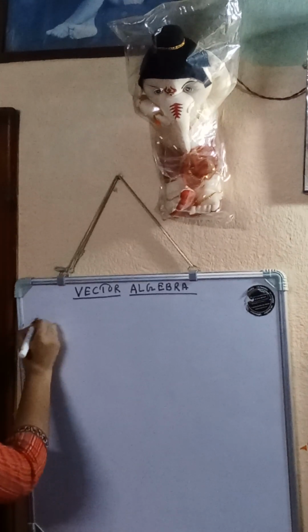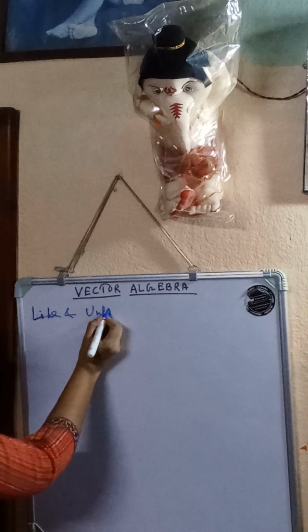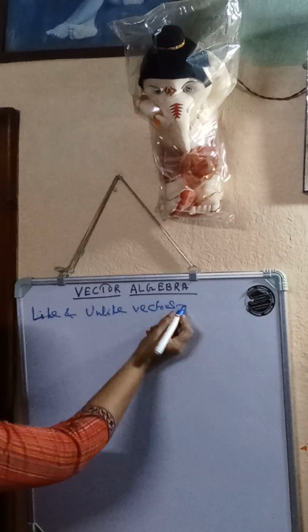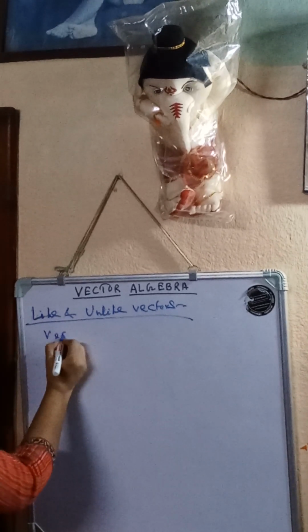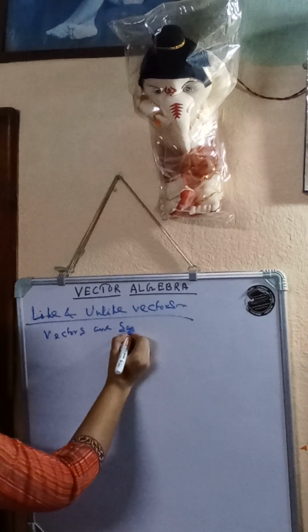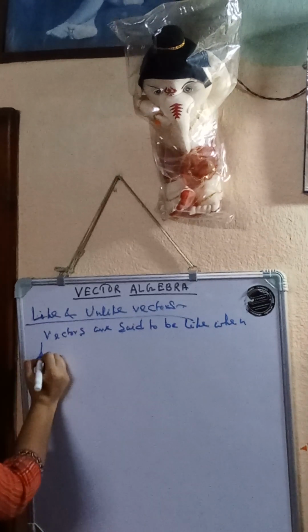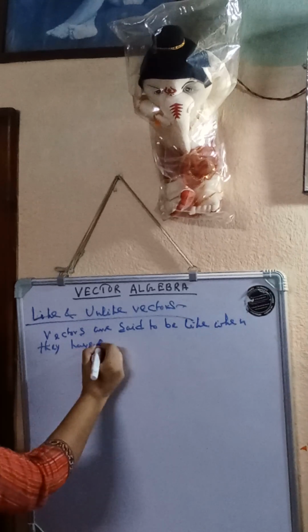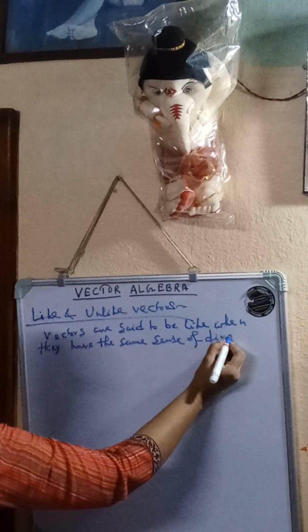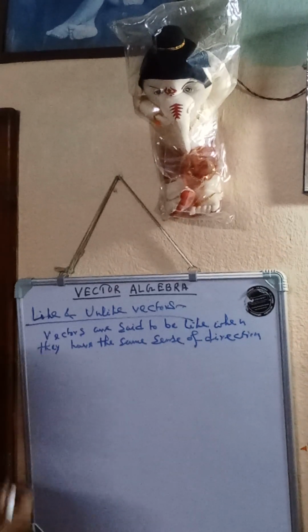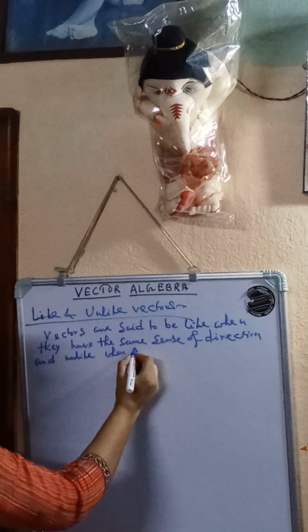Like and unlike vectors. Vectors are said to be like when they have the same sense of direction, and unlike when they have opposite direction.